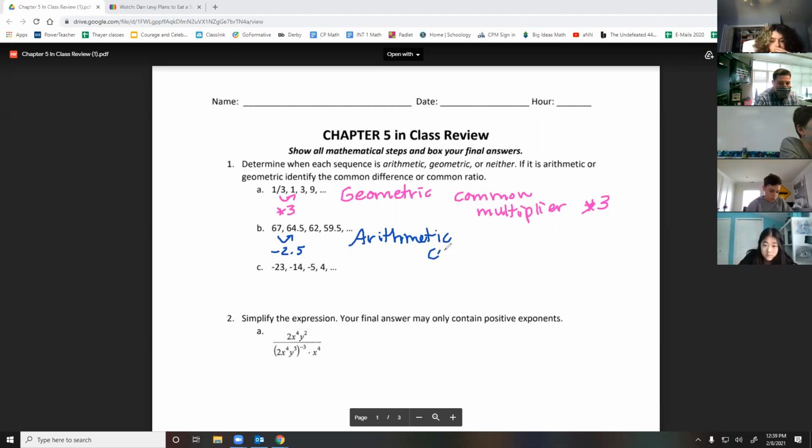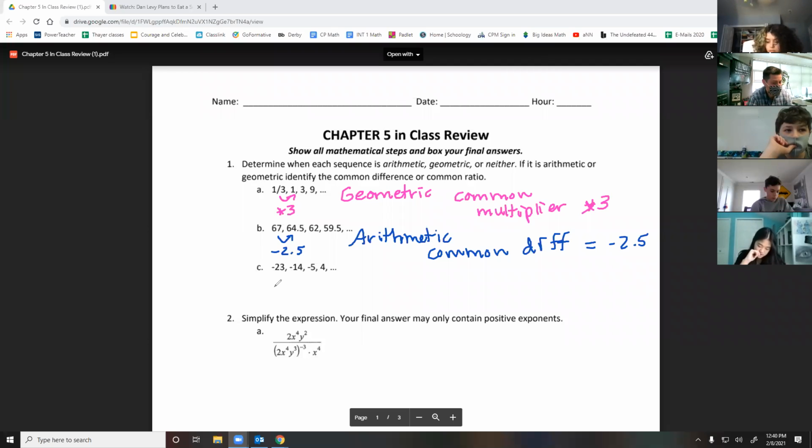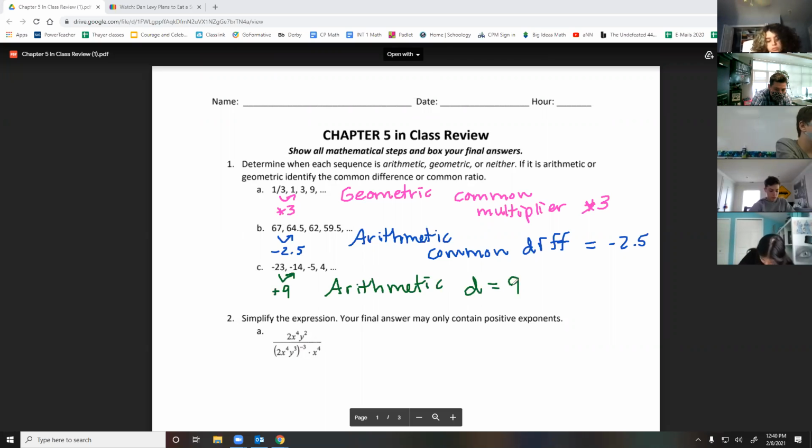And you would write your common difference is equal to -2.5. Awesome. Let's move on to part C now. Go ahead and study that and look for a pattern. Okay, we've identified this one is actually adding by 9 each time, isn't it? So +9, +9, +9. So we're going to call this arithmetic. And d for common difference is 9.